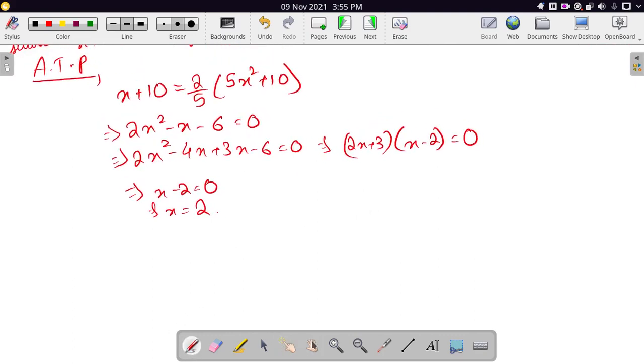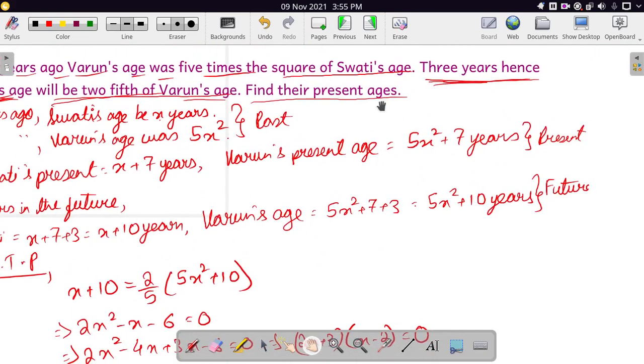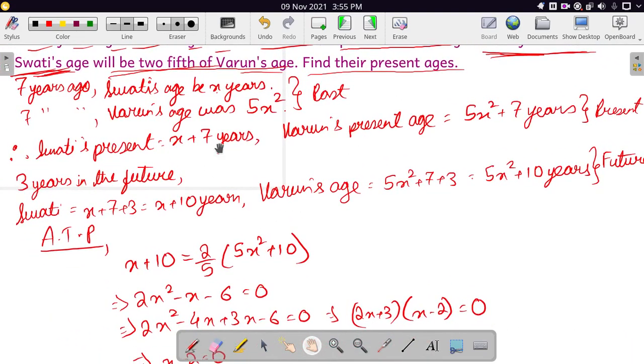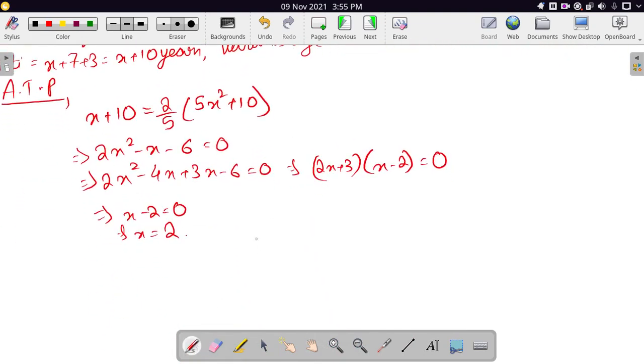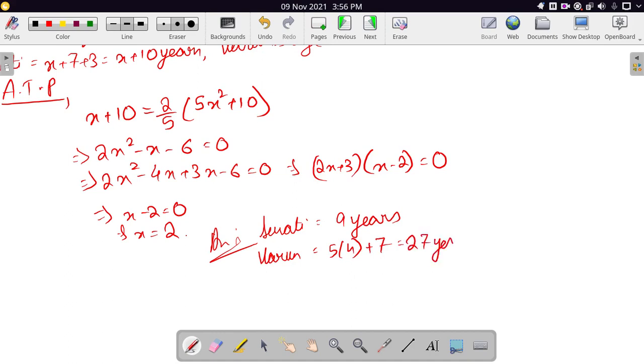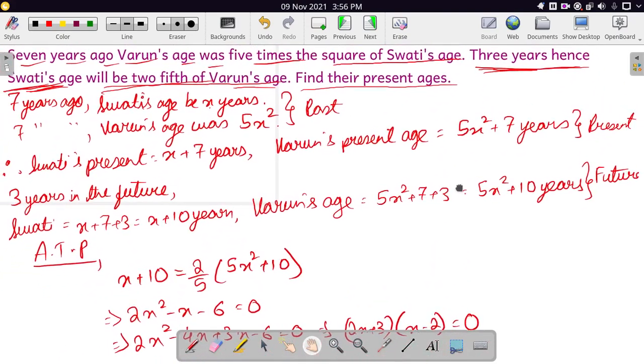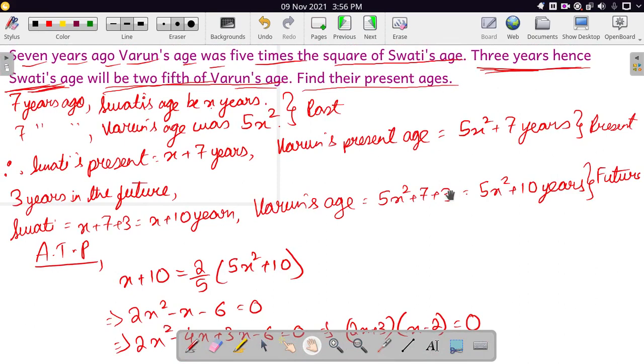So what we have been asked in the question is to find their present ages. X plus 7 was the present age of Swati, and 5x square plus 7 was the present age of Varun. So let us find out the present ages. The answer line will be: Swati, x plus 7, that is 9 years. So Swati is 9 years old, and Varun, 5x square plus 7, that is 4 times 5 plus 7, that is 27 years. That is how we attempted this question. Okay, now this is done. Now let us move on to the next question.